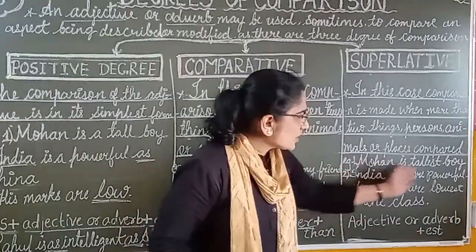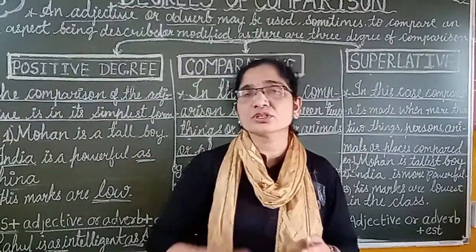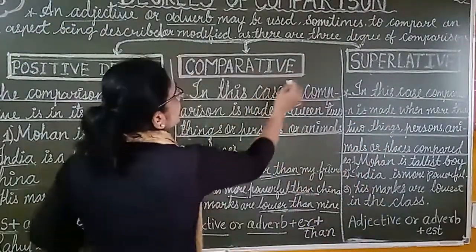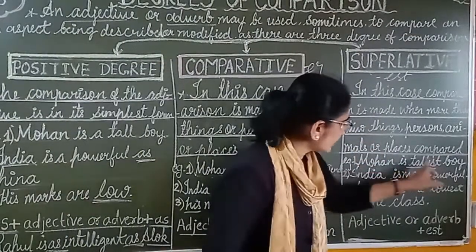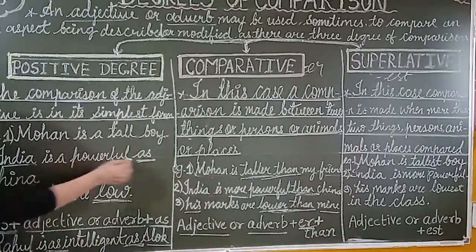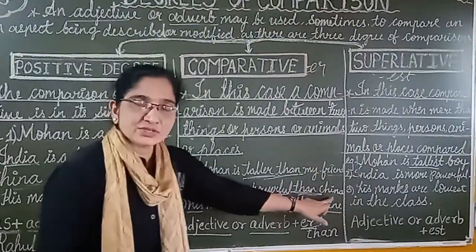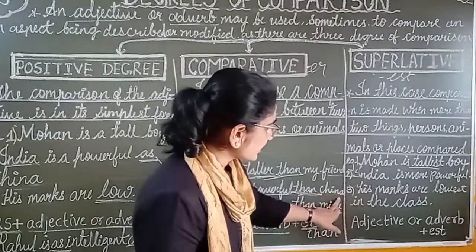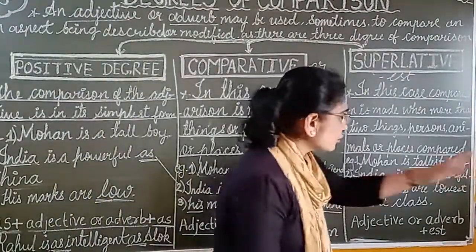Here you see the example, Mohan is tallest boy. Tall, taller, tallest. Tall is a positive degree. Taller, er is added in the comparative. Tallest, est is added. Okay, tall, taller, and tallest. Mohan is tallest boy. Next one, India is more powerful. Here India is as powerful as China, positive degree. India is more powerful than China, we have more used here. And in the superlative degree, India is most powerful.